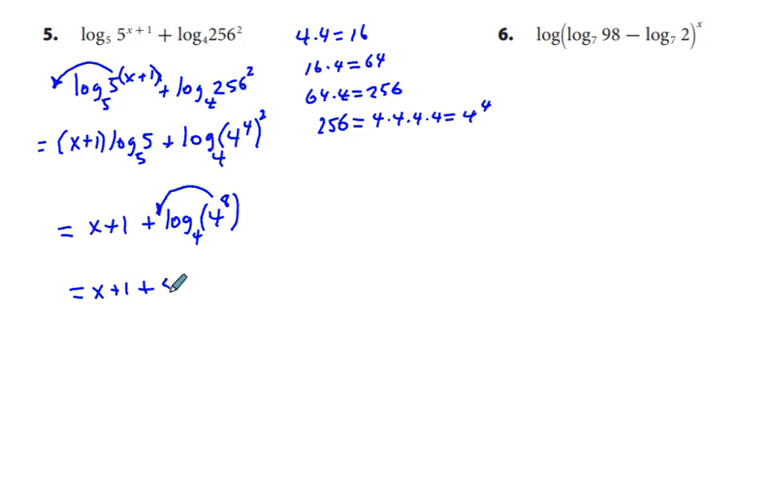So we have plus 8 log base 4 of 4. Well, log base 4 of 4 is 1. So we're going to get x plus 1 plus 8, which is going to simplify to x plus 9. So that'll be our answer to number 5. Okay, and then I think with this one here, you can probably do similarly for number 6. Anyway, again, the log is log base 10.